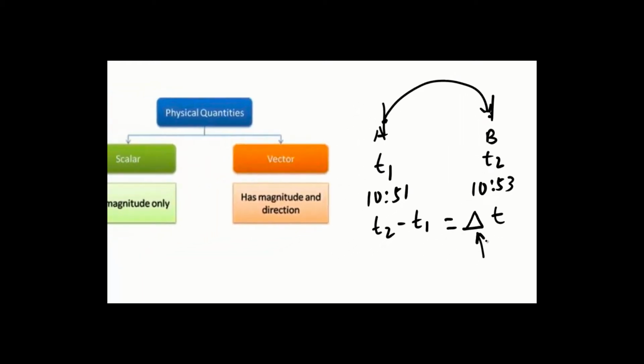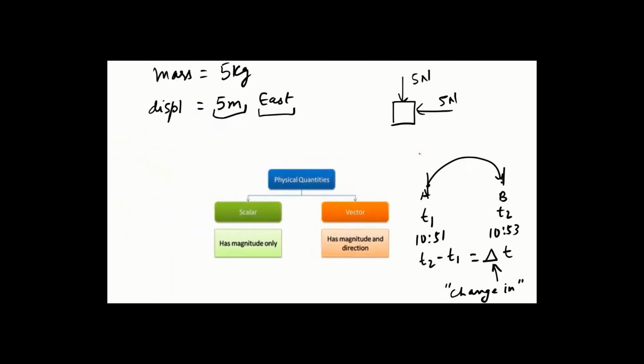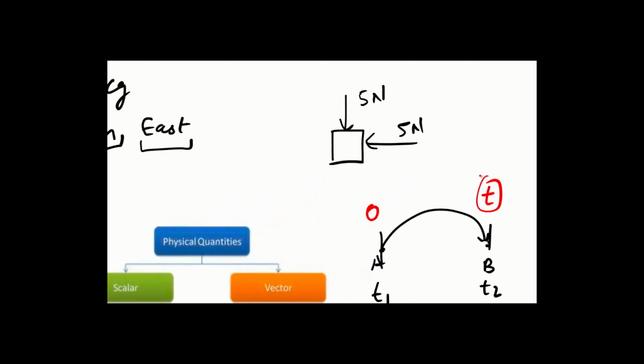This delta is a Greek alphabet which symbolizes change in. So whenever you see delta, just replace this by the words change in. So delta t means change in time, delta f means change in force, delta x means change in position. Okay, what's the other method? The other method would be simply to start a stopwatch. So your initial time will be 0, and whatever your final time t, that is the period t minus 0, that is the time taken for that event.